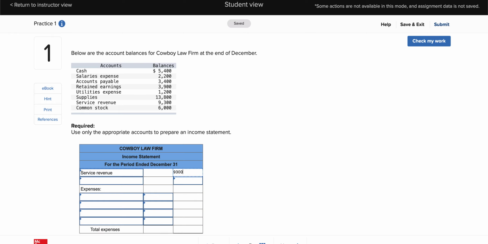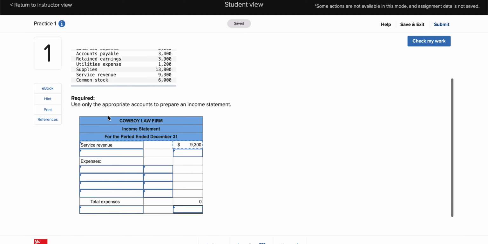And that is worth $9,300. I believe that's the only revenue. You could have more than one. Typically in the first chapter, they only give you one, but just to verify there. Then we're going to go to our expenses, and we only want to record expenses.